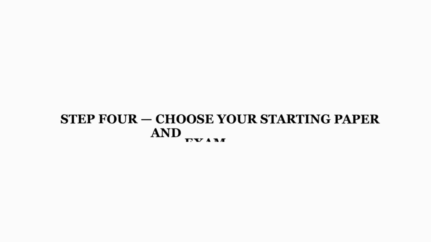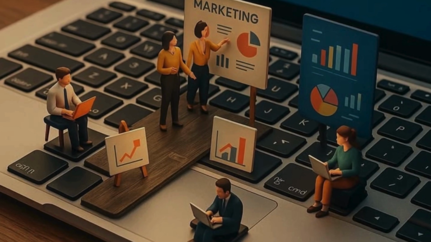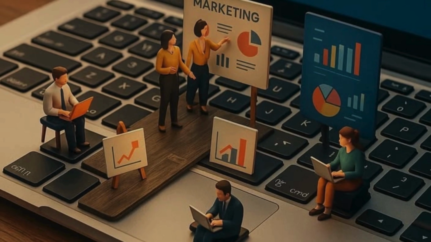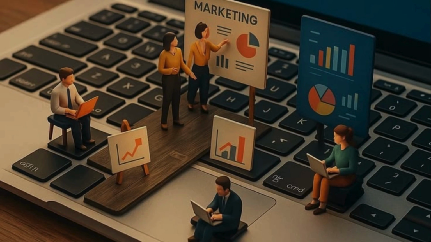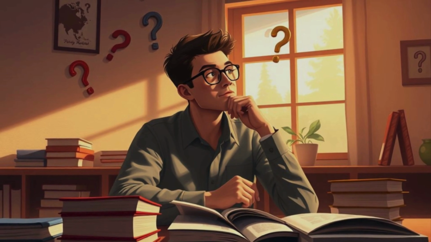Step 4. Choose your starting paper and exam session. If you have no exemptions, you begin with BT. If you have partial exemptions, you begin at whatever your first non-exempted paper is. For applied knowledge papers, BT, MA, FA, you can book your exam on demand through the ACCA website by finding an approved CBE center near you and selecting an available date. You do not need to wait for a formal exam session.